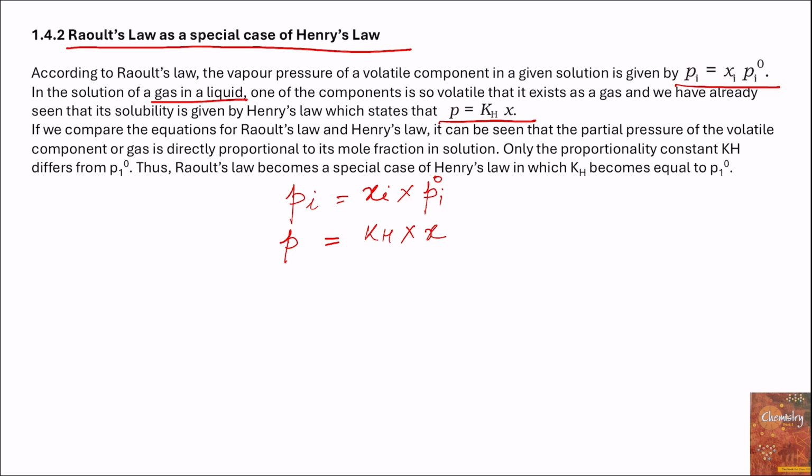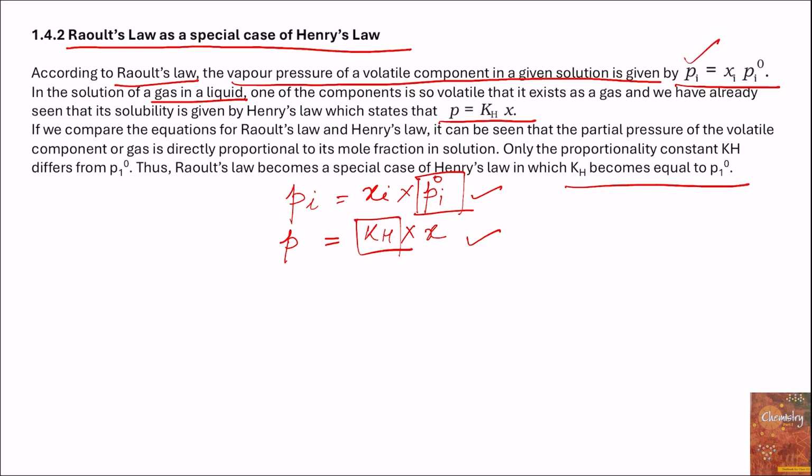So if we compare the expression for Raoult's law and the expression for Henry's law, we can see that Henry's constant becomes equal to the vapor pressure exerted by the pure component. So in this way, Raoult's law becomes a special case of Henry's law, in which Kh becomes equal to P01.